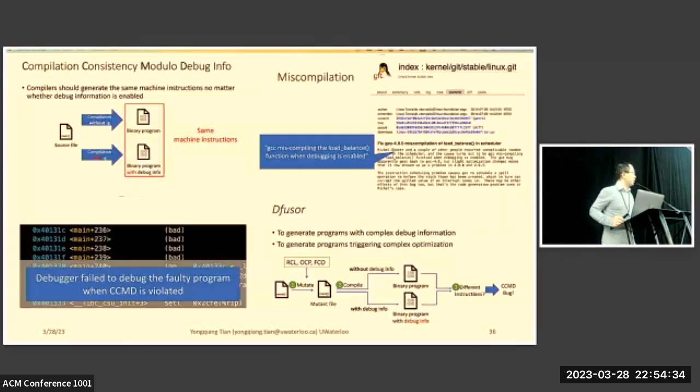So this is the end of my presentation. In our presentation, we introduced CCMD, compilation consistency modular definitions, a very critical property for compilers. It can help us avoid miscompilation bugs, and it helps provide a smooth debugging experience to developers. We also proposed Diffuser, the first technique to test C compilers, and we found 23 bugs in GCC and LLVM.